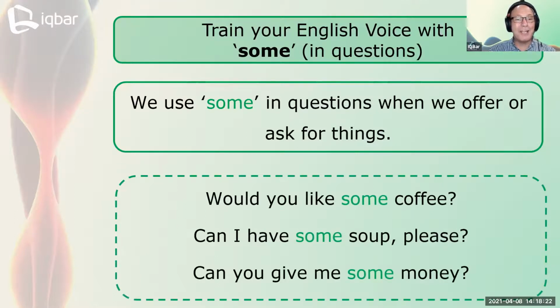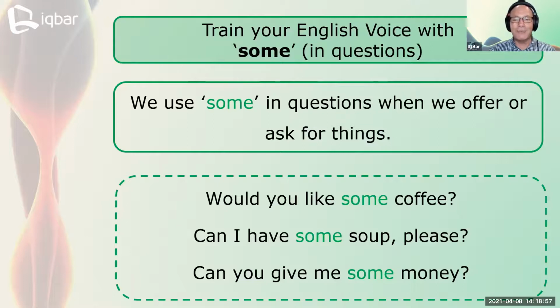Let's look at a few examples. Would you like some coffee? We use the sentence when we ask if you want something. Would you like some coffee? The next one is, can I have some soup, please? In the sentence, the person is also asking, can I have some? So it is for asking.